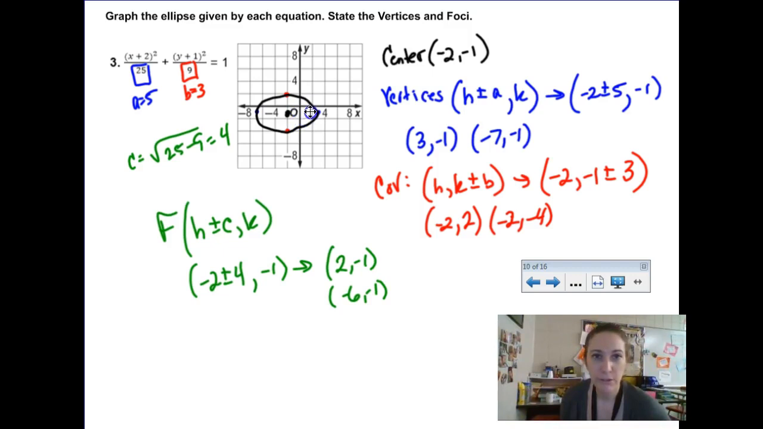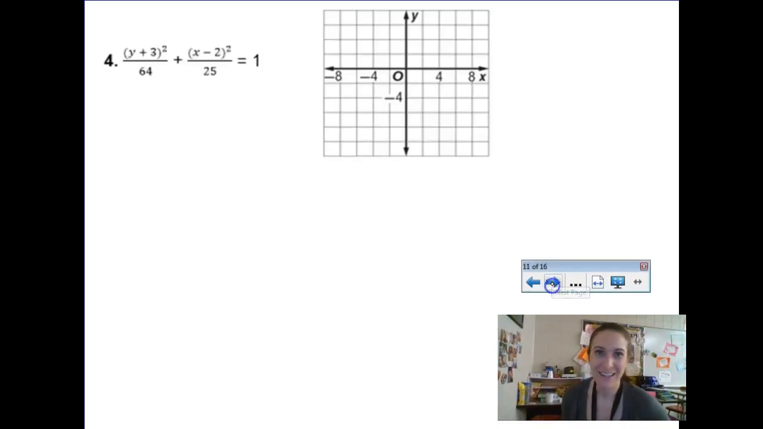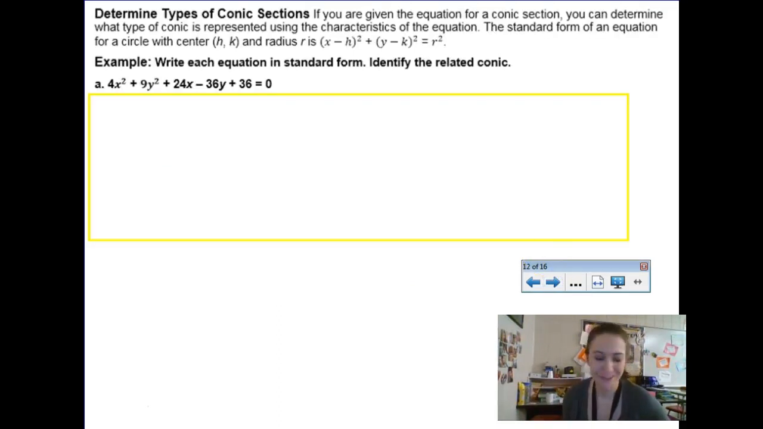2, alright, 2, -1, there we go. I forgot we're counting by 2s. Alright, -6, -1 right there. It's lovely. Alright. Yay. Skipping 4, I'm done.